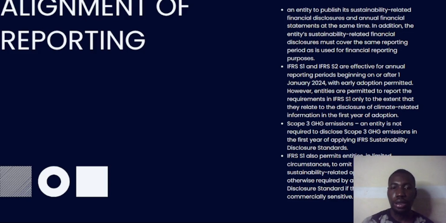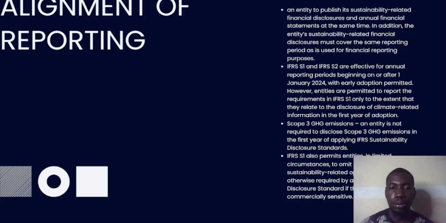So in addition, the entity's sustainability related financial disclosure must cover the same reporting period as is used for the financial reporting purposes. So if you are presenting your annual report for a particular year, the sustainability report also must be for that particular year. So this will help to address the objective of providing primary users, stakeholders, investors with comparable financial and sustainability information. So IFRS S1 and IFRS S2 are effective for annual reporting periods beginning on or after 1st January 2024.